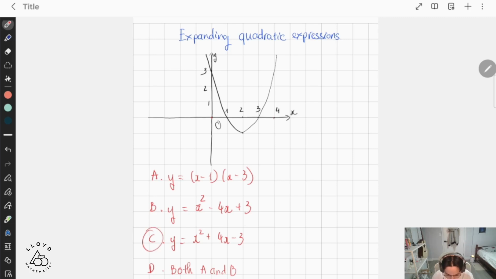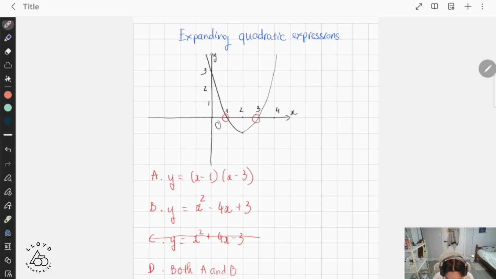For option C, we can use the zeros to know whether it's right or not. With x equal to 1, y needs to be equal to 0, right? In this one, y equals 1 plus 4 minus 3, which is not 0. So for C, we can just eliminate that. So consider A, B, and D, okay?